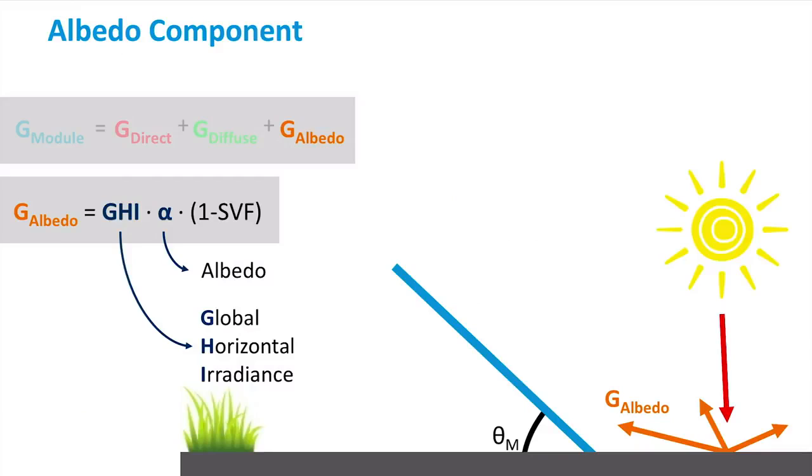The albedo can be measured with an albedometer. This consists of a pair of pyranometers mounted parallel to the ground. One pyranometer is pointing downwards to measure the intensity of reflected light from the ground. The other pyranometer is pointing upwards to measure the GHI. The ratio between these two quantities is the coefficient alpha.